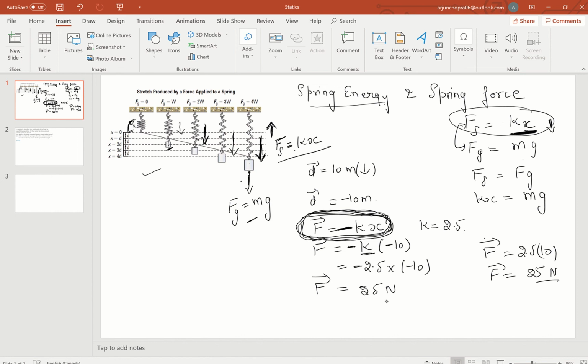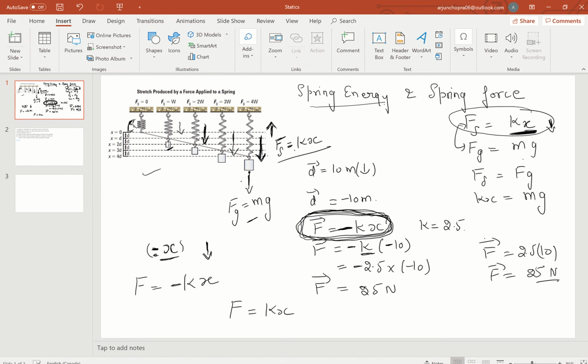Again I'll summarize this. If I'm using the direction for the displacement, the spring is getting displaced in the downward direction, and I'm finding the negative value of this, then I will use F equal to negative Kx. This is the formula I will use. If I'm not using this direction, then I will use F equal to Kx. This is the formula I will use.